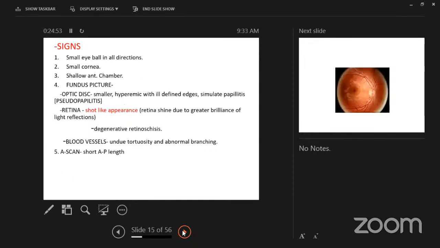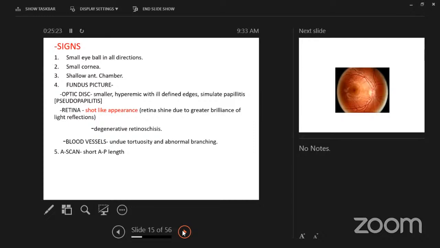Then the signs: small eyeballs in all directions, small cornea, shallow anterior chamber. On the fundus picture, you'll see a smaller optic disc, more reddish in color with ill-defined edges that simulate papillitis, but since there is no swelling of the disc, it is known as pseudopapillitis. Then in the retina, you'll get a shot-silk appearance, and in some patients there is degenerative retinal change. Then blood vessels become more tortuous and abnormal branching is seen.